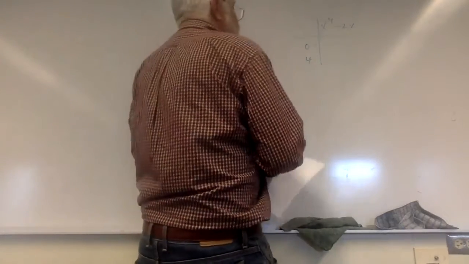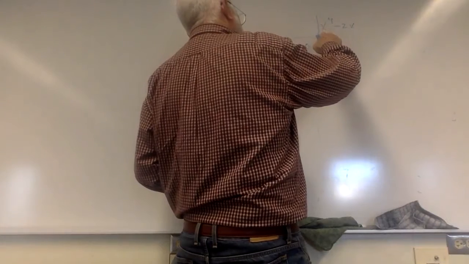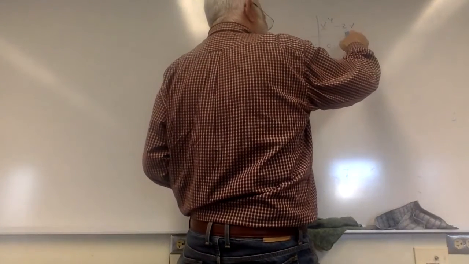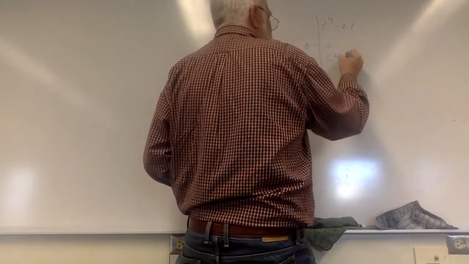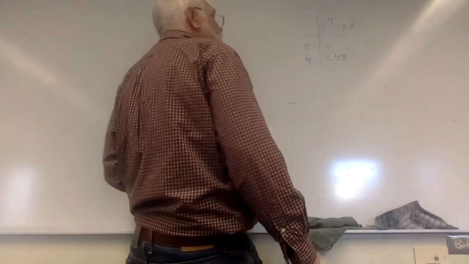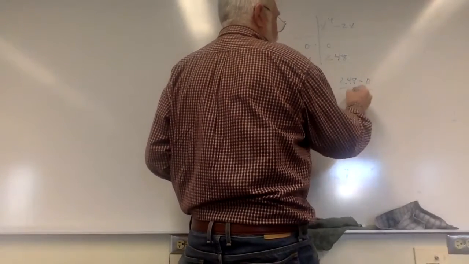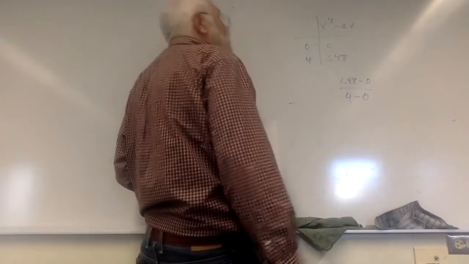0, 0. 4 to the 4. What is it? 64, 256 minus 8. 256 minus 8. 248, I believe. Okay, doing some mental math here. So we got 248 minus 0 over 4 minus 0. So we're finding the average rate of change. Slope of the secant line.